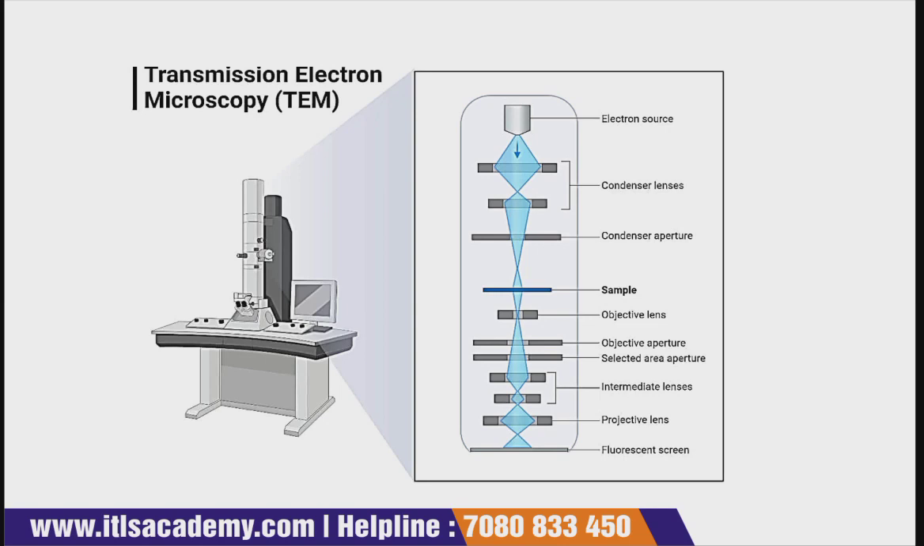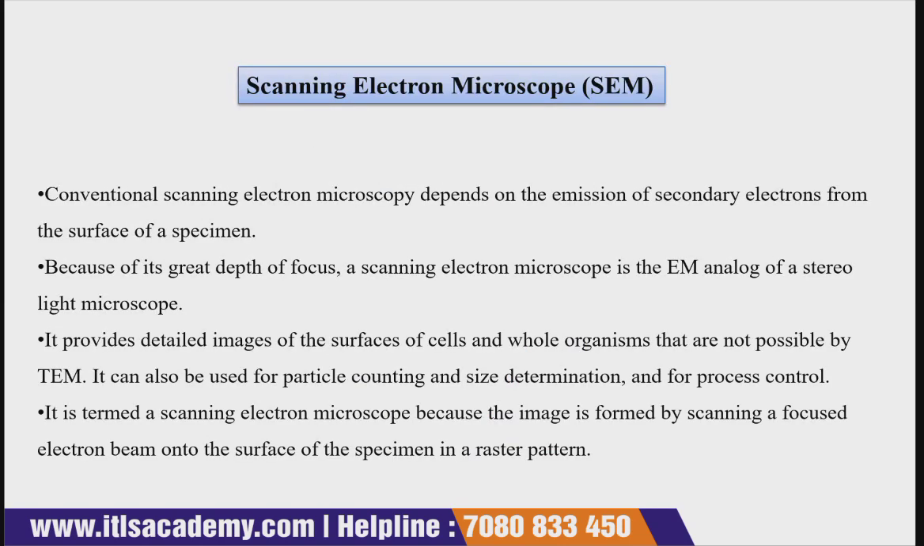So this is somewhat what a TEM looks like. It has an electron source from where the electrons will come. Then it has condenser lenses, a condenser aperture, a sample, one objective lens, an objective aperture, a selected area aperture, intermediate lenses, a projective lens, and at last a fluorescence screen where it can portray the image.